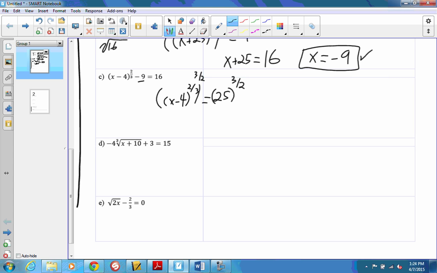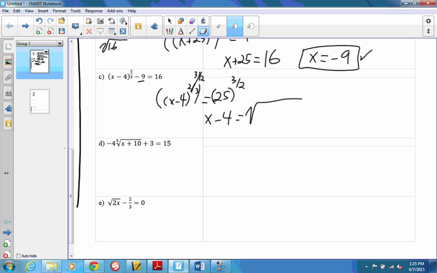This guy just goes away. So x minus 4 equals 25 to the 3/2. And you're just moving that 3/2 over there. It's not that much better. Well, it's not actually that bad, right? Let's rewrite it. It's 25 cubed and the square root of the whole thing, right? Not 25 times 3. Which is a lot better. I think it is.